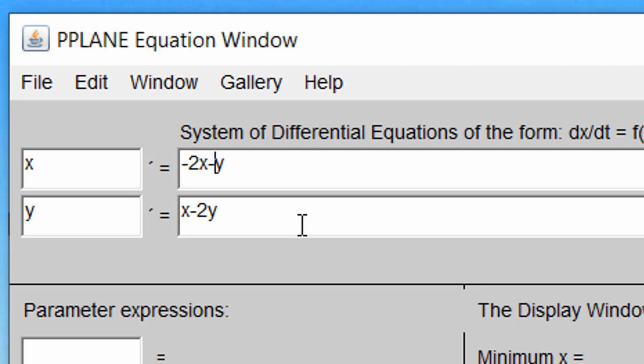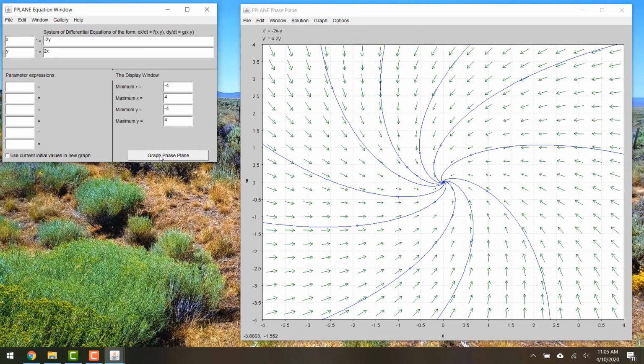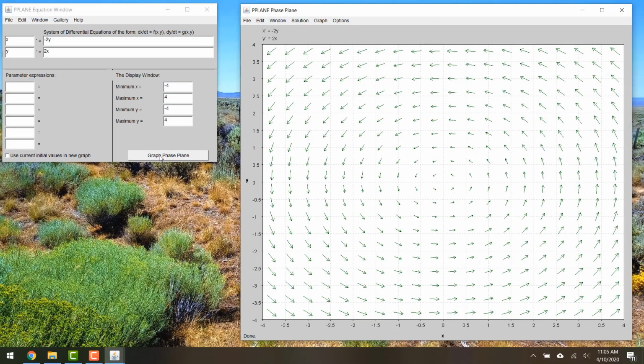Okay, and then the last case was when the real part was 0. In that case, we actually had a matrix that had no x's, but a negative 2y. So we have x prime equals negative 2y, and the other equation was y prime equals 2x. All right, we call this center.